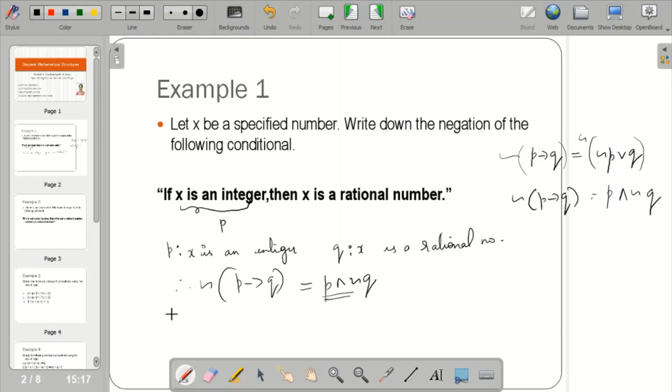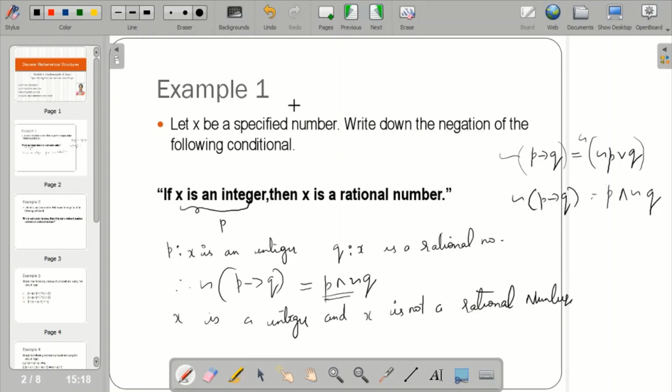So write it as it is. Write this in terms of a compound proposition. X is an integer and negation q is nothing but x is not a rational number. So x is an integer and x is not a rational number is nothing but the negation of this entire statement. So this is how we are going to solve.